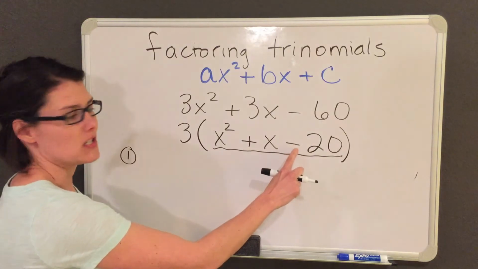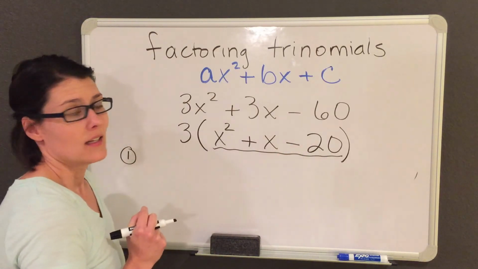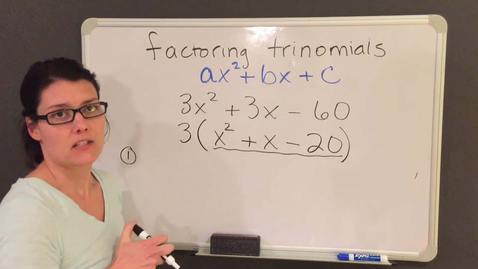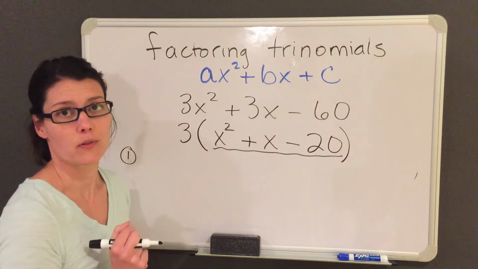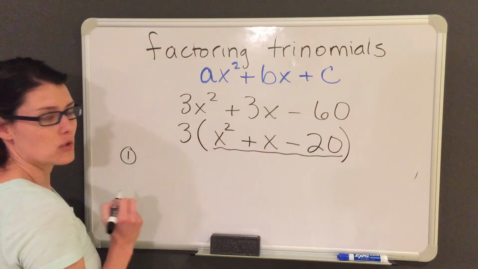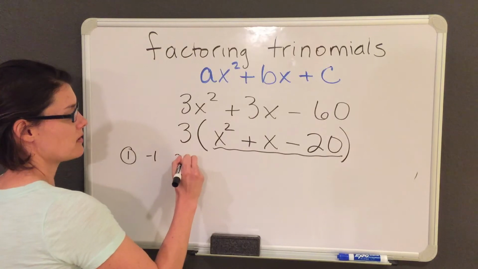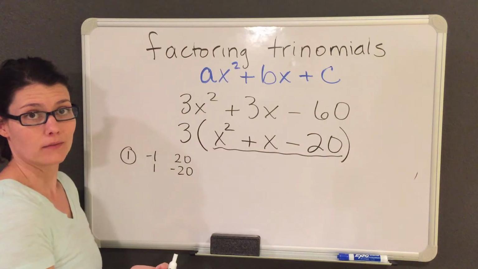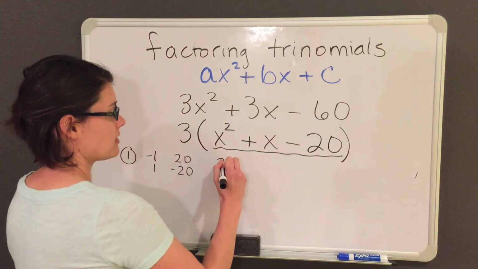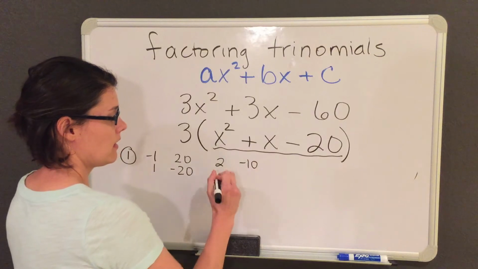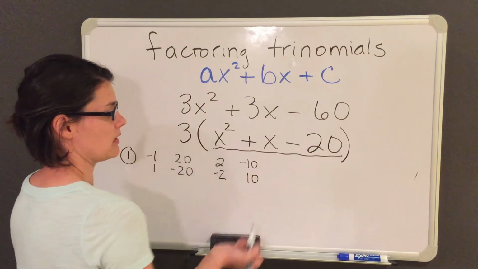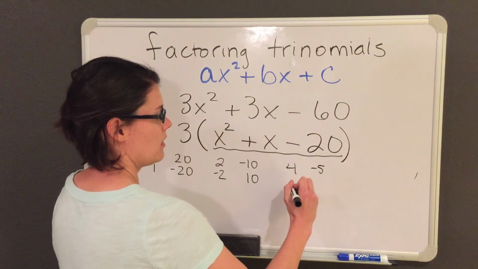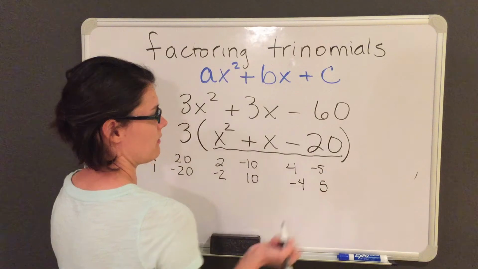I want to come up with the factors to get a negative 20. To get a negative product, one number has to be negative and the other factor has to be positive. So we have to look at different things. So factors of 20 could be negative 1 and positive 20, or positive 1 and negative 20. I could have positive 2 and negative 10, or negative 2 and positive 10. I could also have 4 and negative 5, or negative 4 and 5.